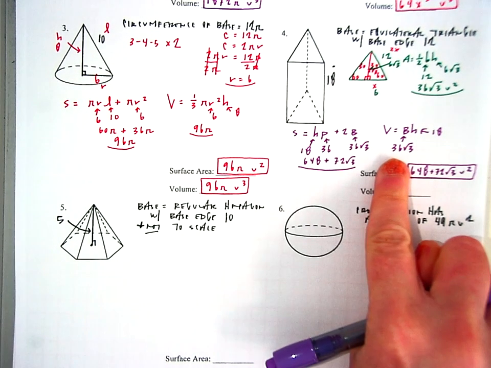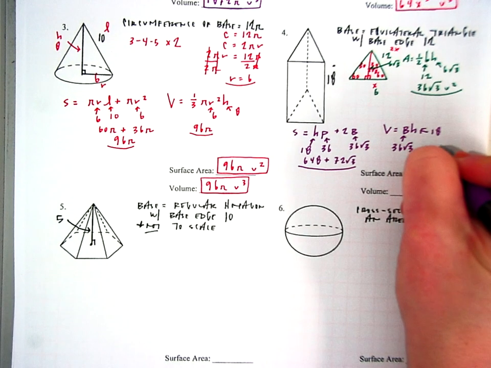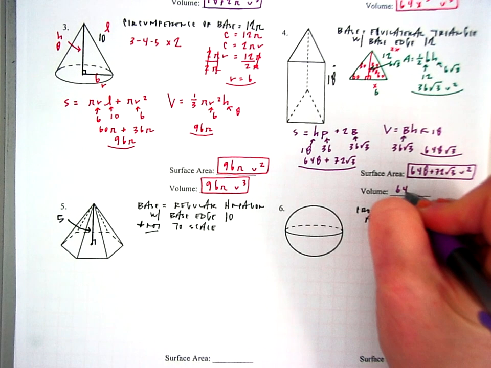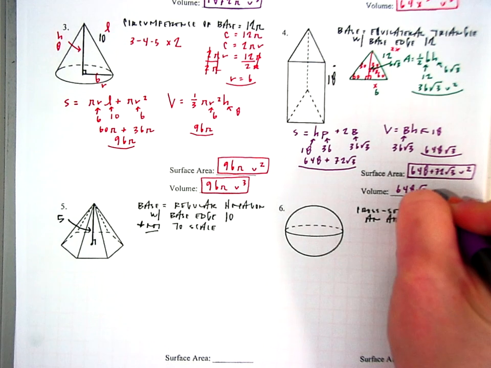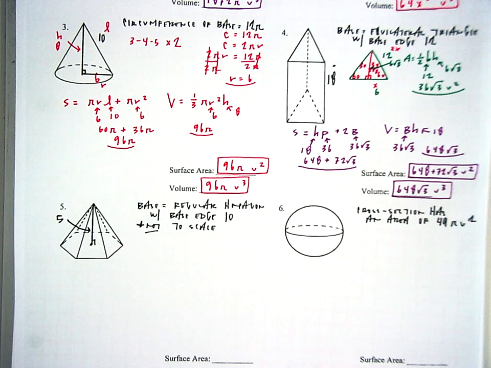And volume, 36 times 18, 648. And then root 3. So 648 root 3 units cubed. All right, two more.